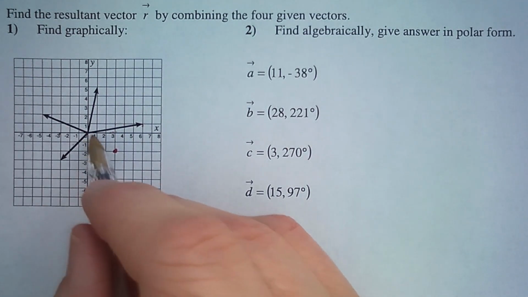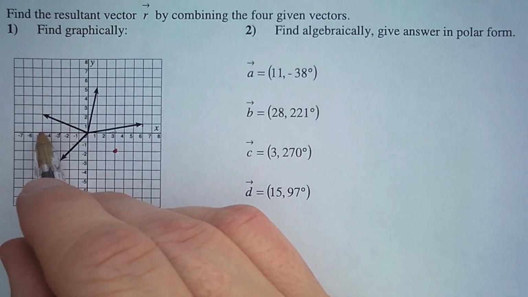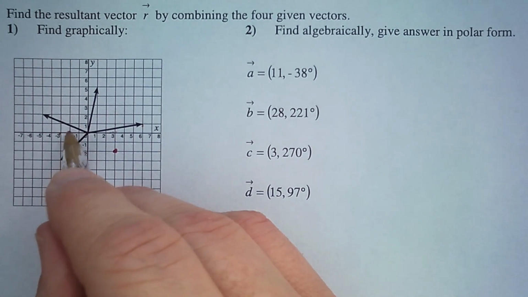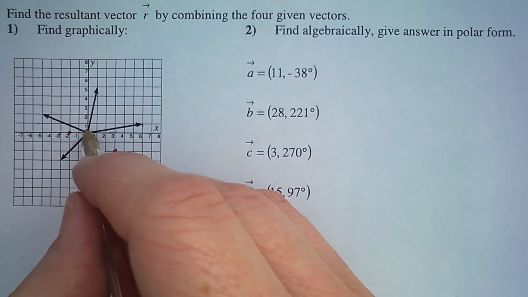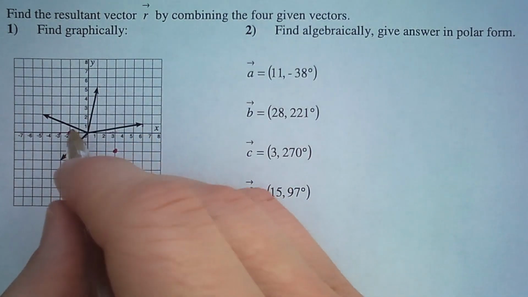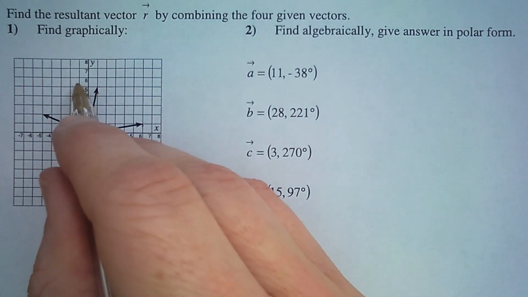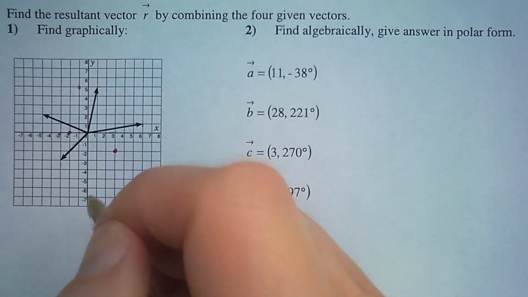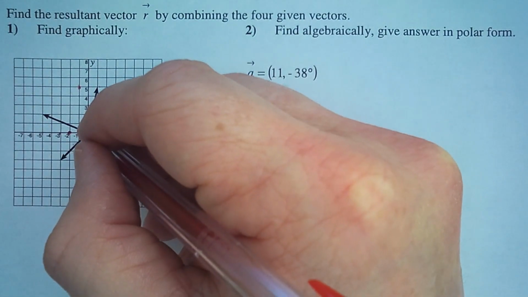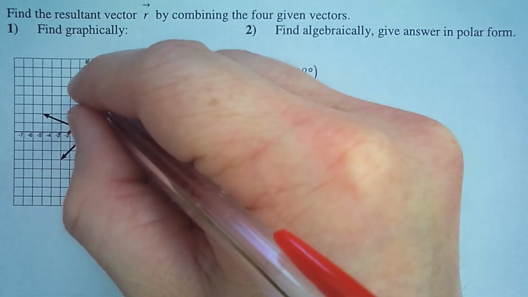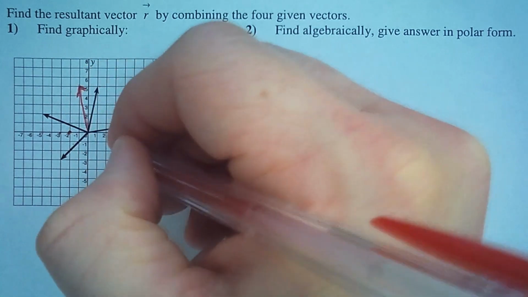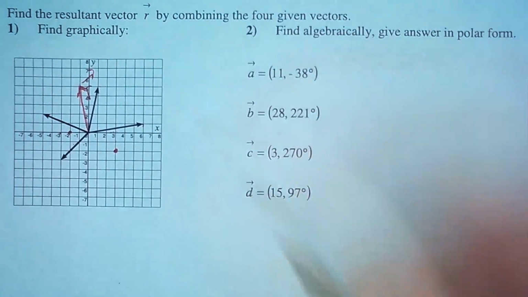Okay, next I'll move this one, so I'll slide it over to here. Now this one goes left 5 and up 2, so left 5, up 2, puts me right here. And this last one, I'll slide right over to here, and it goes right 1 and up 5, so right 1, up 5, puts me right here. Okay, so my final answer goes from the initial tail to the final head. So this right here is my resultant vector, vector r.